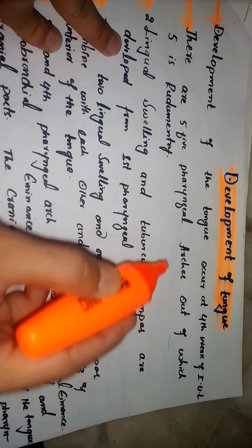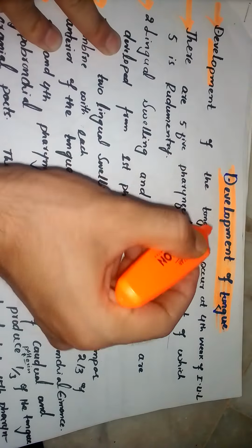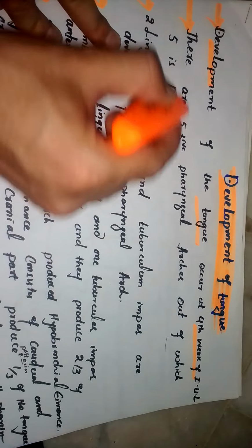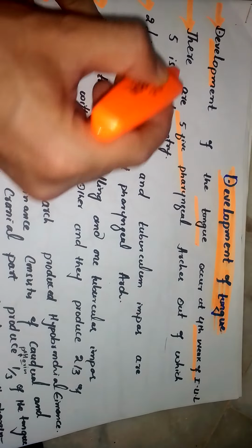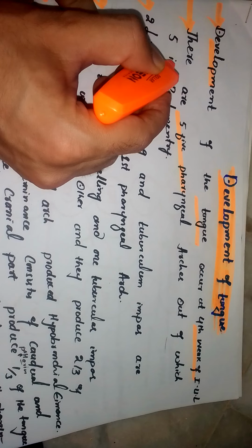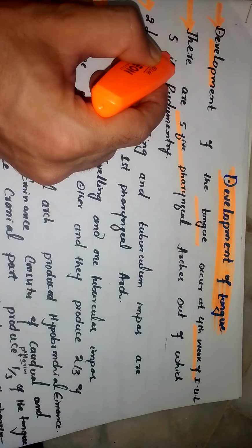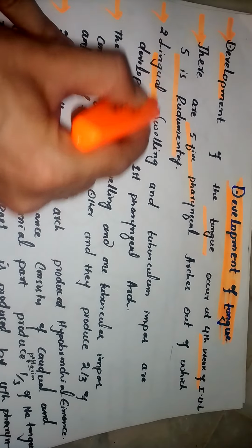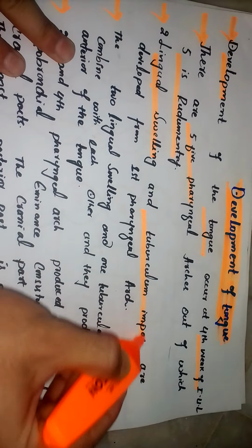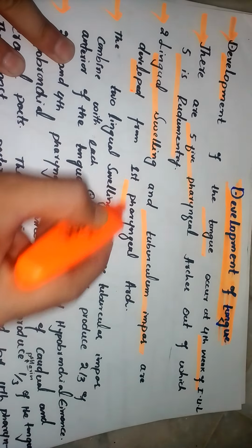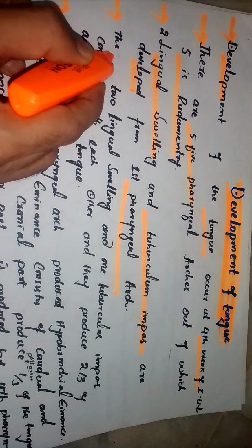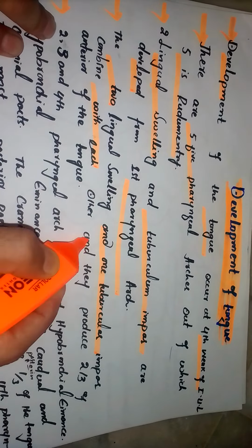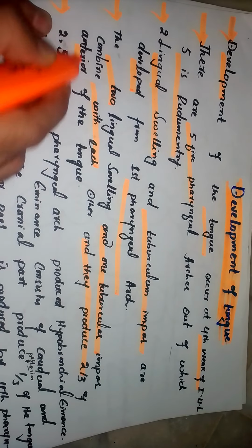The development of the tongue occurs at the fourth week of intrauterine life. There are six pharyngeal arches, out of which the fifth is rudimentary in nature. The two lingual swellings and tuberculum impar are developed from the first pharyngeal arch. They combine with each other and produce the anterior two-third of the tongue.